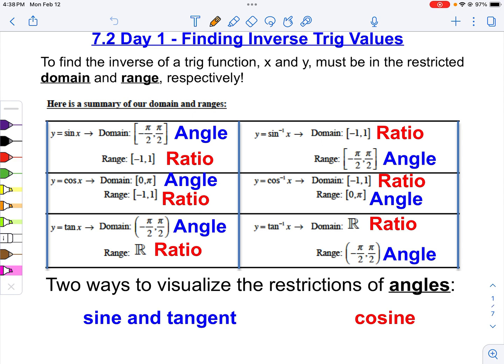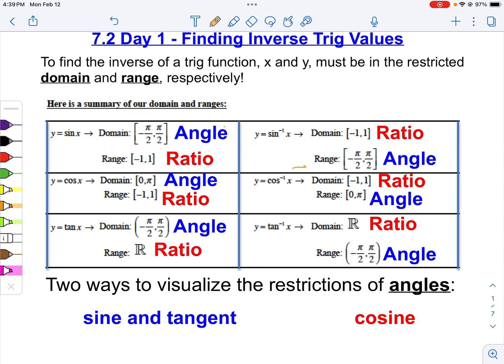We talked about how to make it pass the horizontal line test, and that's how we came up with those values. So for sine, our domain is restricted between negative pi over 2 and pi over 2 for the angle measures. And then our ratio is sine has to bounce between negative 1 and 1. Now remember, when we find the inverse, those domain and range flip. So the angle becomes our range, and the restrictions on the ratio become our domain. The same thing happens for cosine.